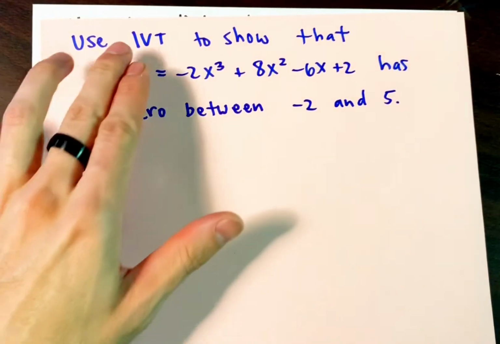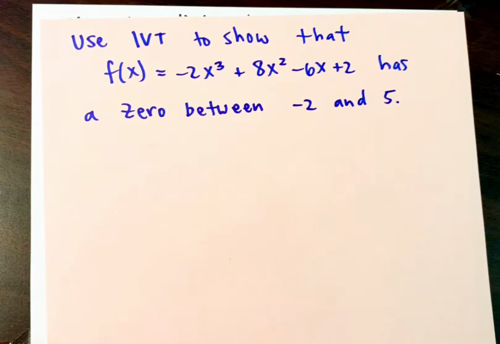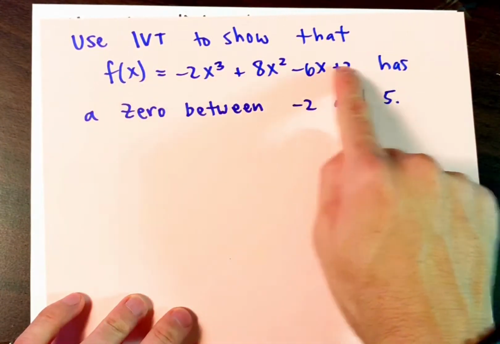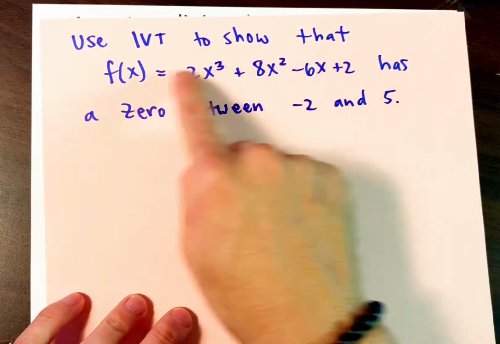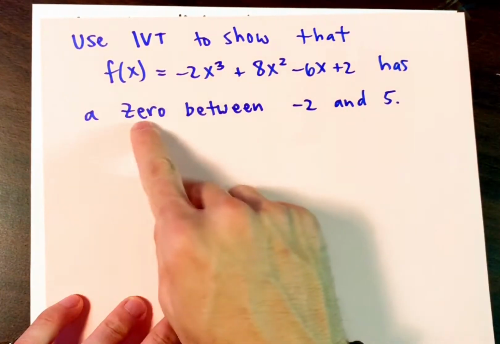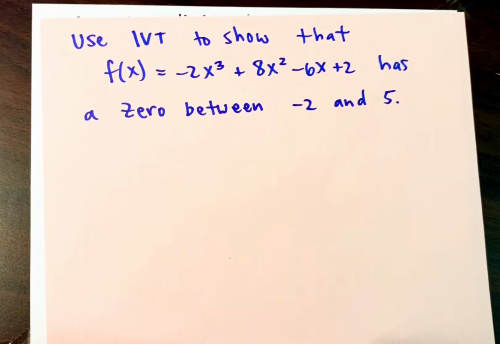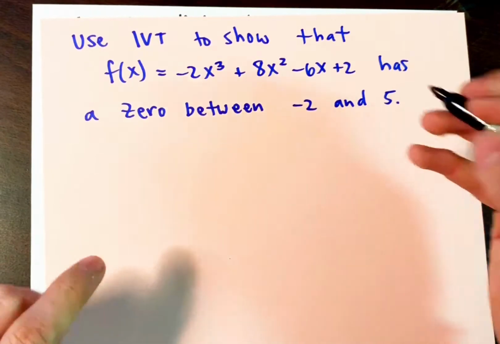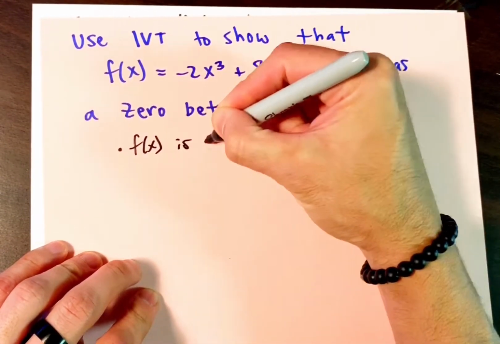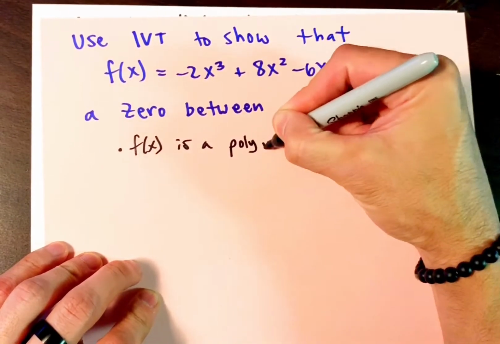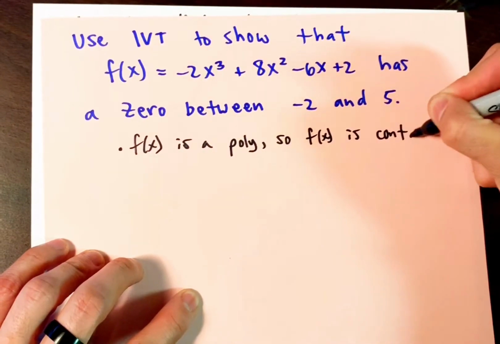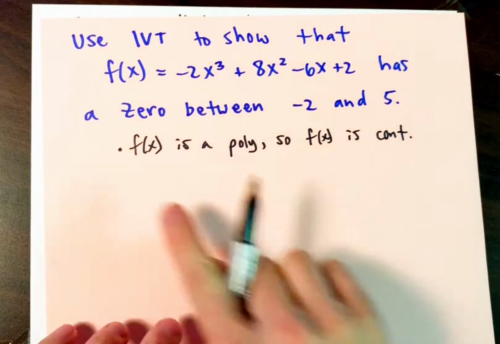So now let's actually apply IVT for a demonstration of this sort. So this is saying that I wanted to use IVT to show that this polynomial, which is continuous by the way, all polynomials are continuous, has a 0 between -2 and 5. So what you essentially do is this. You can tell the teacher right away that f of x is a polynomial, so f of x is continuous. You want to get that out of the way. You really should say this.